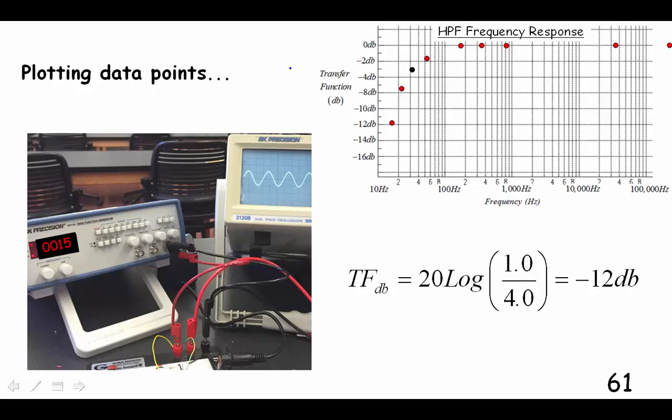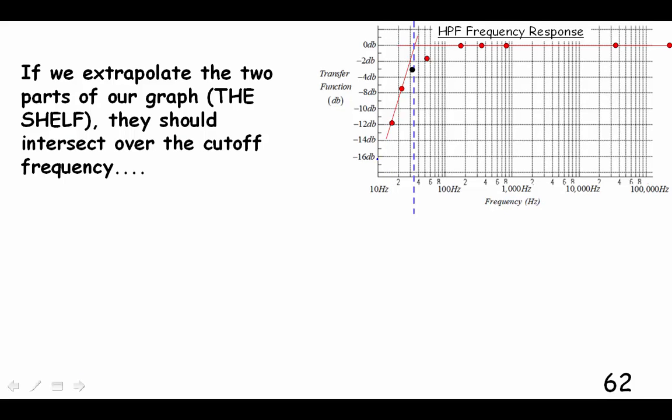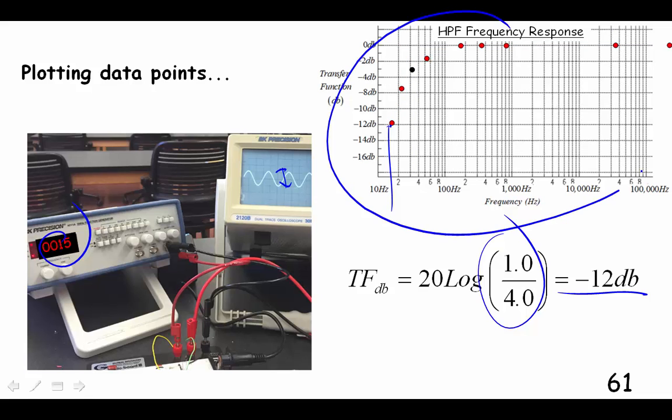And then I'm down to 15 hertz. That was about 1 division here, 1 volt over 4, so it gets me minus 12 decibels at 15 hertz. So we're dropping. I should have taken more points, but it's getting hard when you're at such low frequencies. Now I've created my Bode plot.